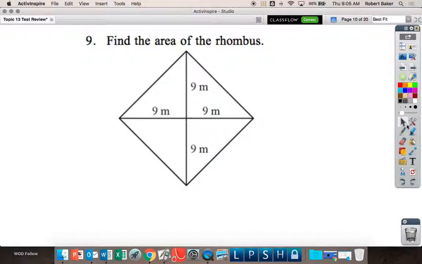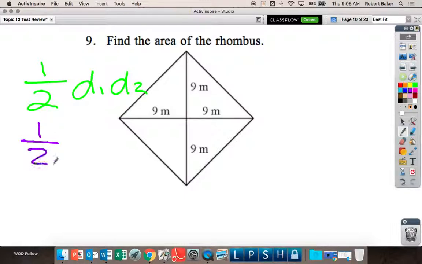This one's not as terrible. It gives you all the stuff. Find the area of the rhombus. Again, the formula is 1/2 of diagonal 1 times diagonal 2, AKA 1/2 of 18 times 18.